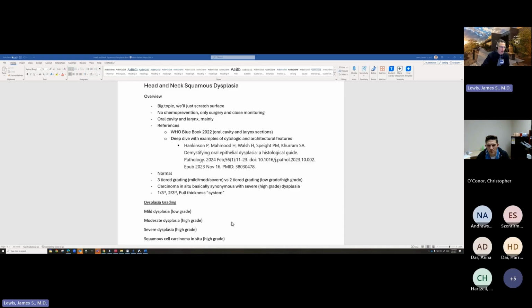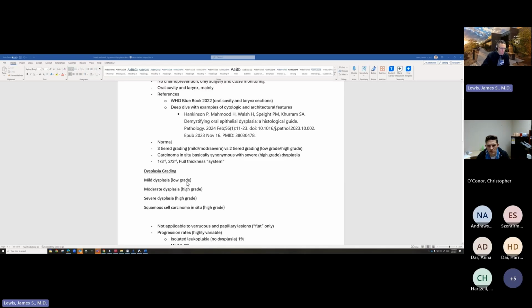I've done a hybrid version where I do mild dysplasia and put in parentheses low grade, moderate dysplasia, parentheses high grade, severe, high grade, as you can see. Squamous cell carcinoma in situ is a little bit different. I don't use that terminology often, and the Blue Book will tell you that these two are basically synonymous in terms of risk of progression, so they don't even recommend calling it squamous cell carcinoma in situ. There are certain scenarios when I use it, and we'll talk about that.